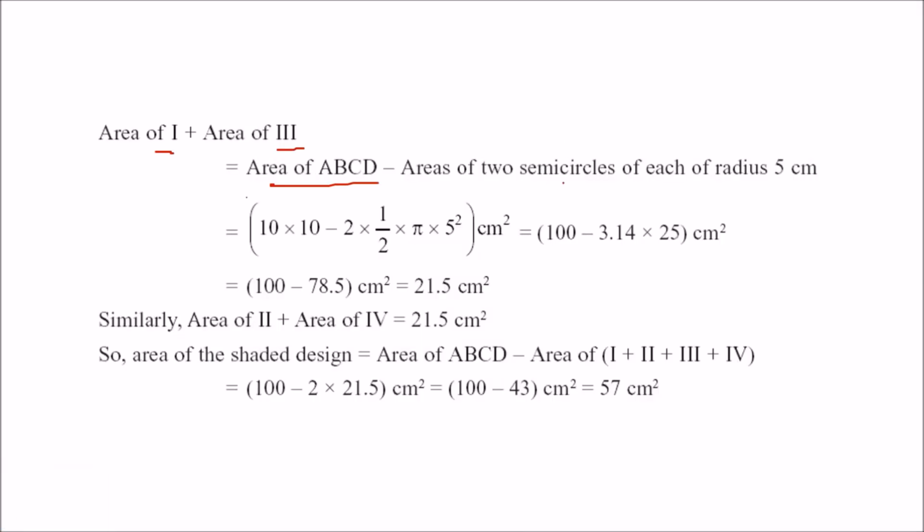Area of ABCD minus area of two semicircles. So 1 and 3 becomes this. And in a similar fashion, the other can be found out. Area of 2 and 4 will be similar. And when you subtract it from ABCD, area of 1, 2, 3, 4, this region, you get this area.